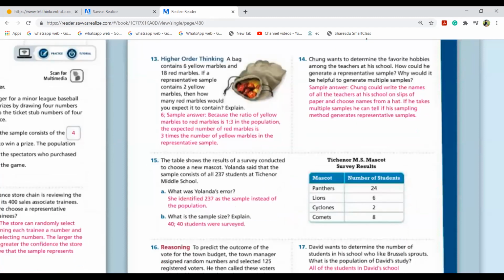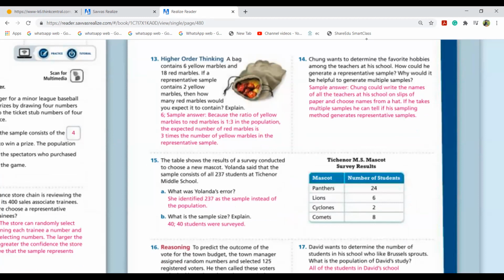We'll do question number 15. The table shows the result of a survey conducted to choose a new mascot. Yolanda said that the sample consists of all 237 students. What was Yolanda's error? She identified 237 as the sample instead of the population, because she had to see all the population, not only 237.